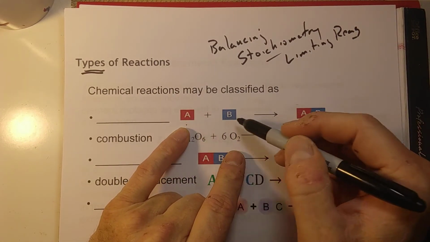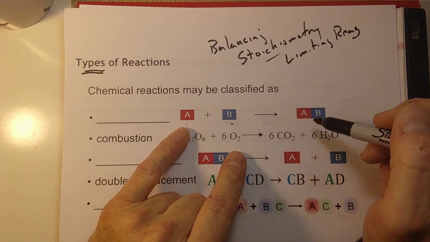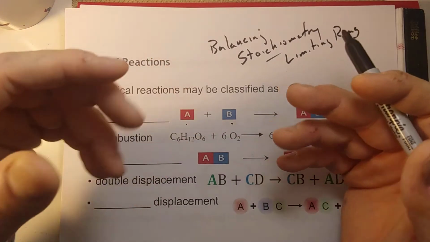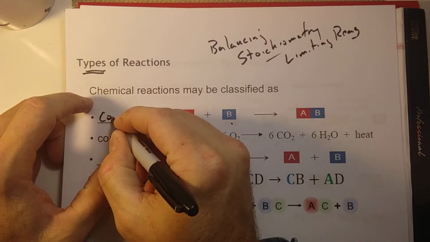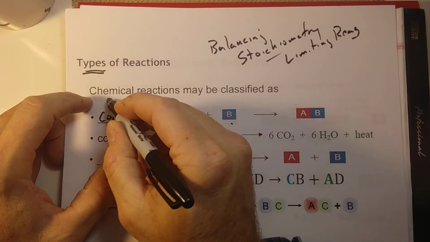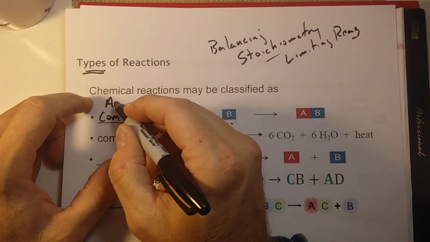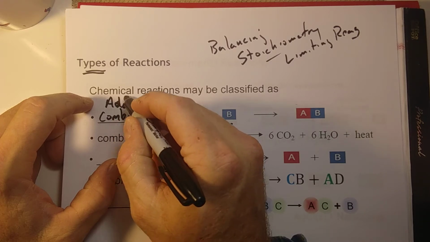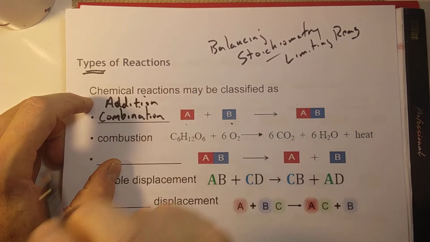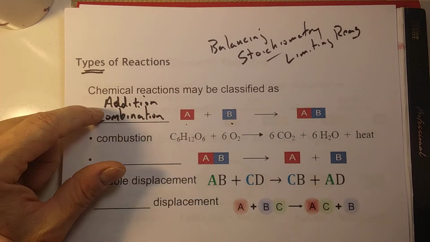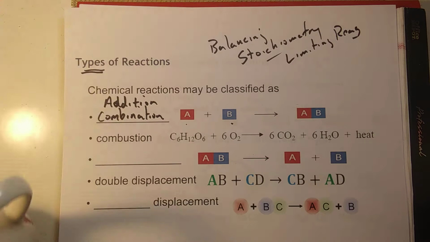So if we had an A and a B, there might be a combination of those 2 together. We'd call that either an addition reaction or a combination reaction. Also called a synthesis reaction. So addition, combination, and synthesis reaction, where we can have 2 become 1. Combination and addition are pretty common.